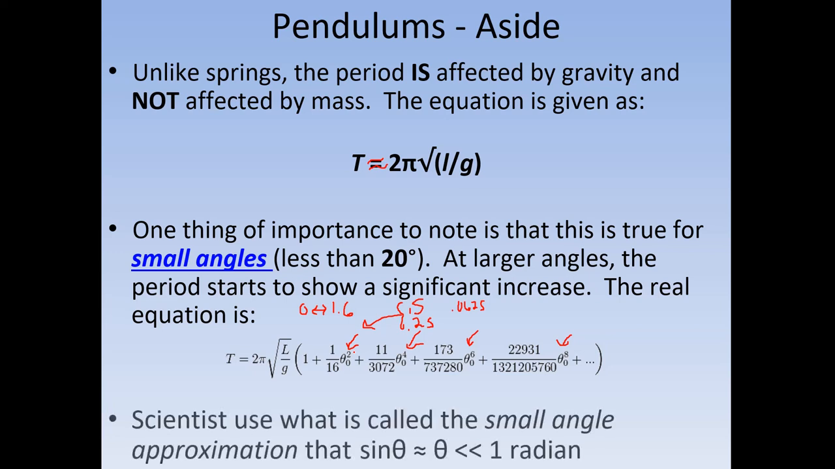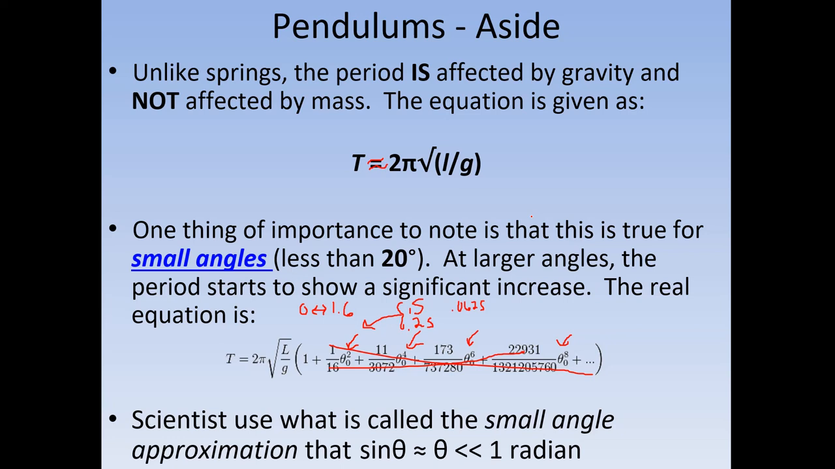So what scientists use is what's called the small angle approximation, which basically says that if the theta value is really, really small, then this theta squared, theta to the fourth, theta to the sixth, is essentially gone. We can ignore that part. Also, we can ignore the fact that there's technically a sine theta in there and just replace it with theta. There's a lot of things that scientists do to simplify it, so you don't need to really worry about that too much.